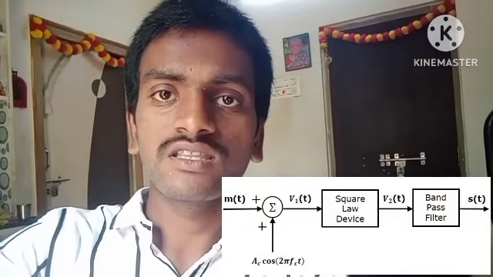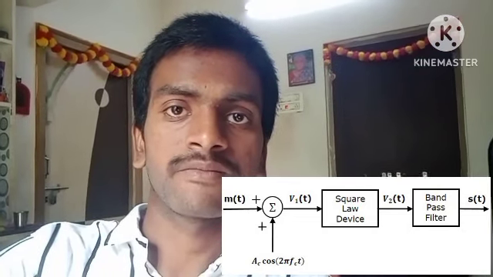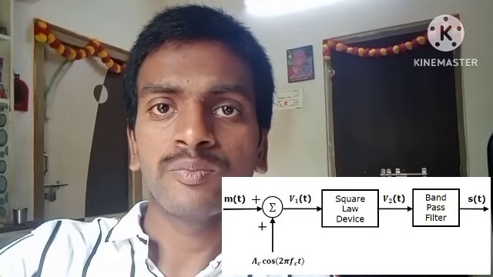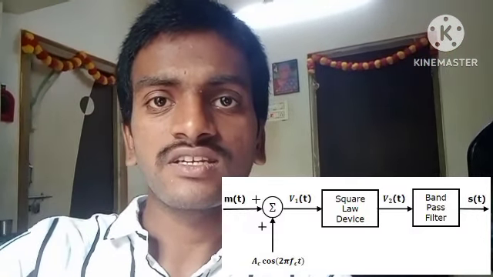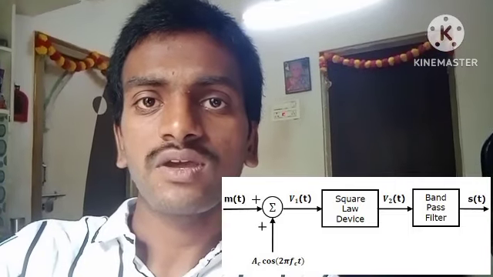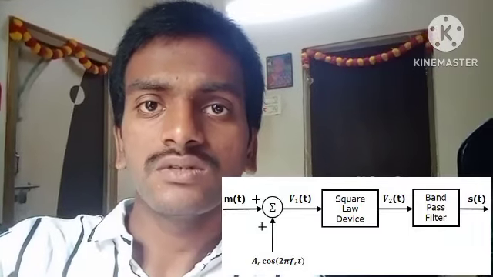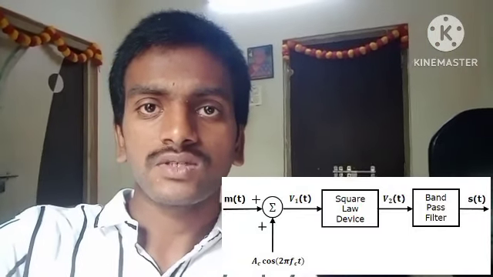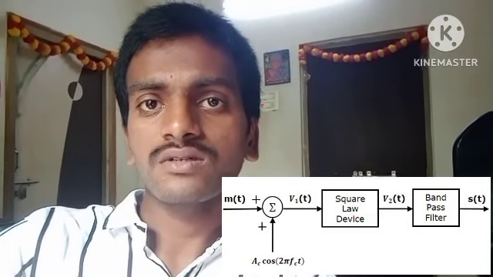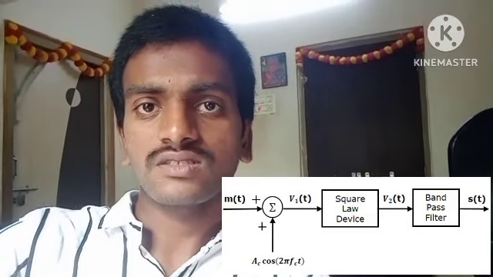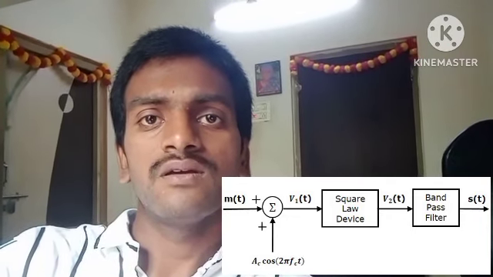First, the message signal and carrier signal are combined using a summer and applied as input to the square law device, which is represented as V1. The output of the square law device is represented as V2, and then it is passed to the band pass filter, which allows only specific frequencies, which means it allows the amplitude modulated signal frequencies, so that the information passes.